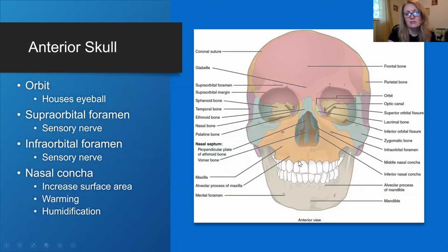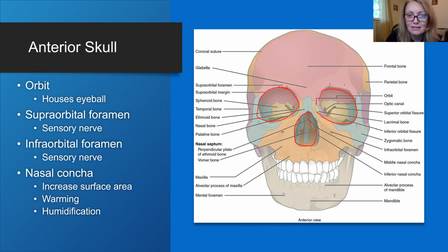Here is a very quick overview of the anterior skull. If you look at this diagram, you can see how many different parts and features we can identify on a skull. It's really overwhelming, so let's make it easy and just cover part of it. What can you see here? Obviously you can see the bony orbits, nice big structures over here. You can see the nasal cavity.